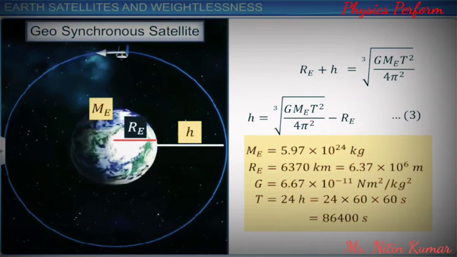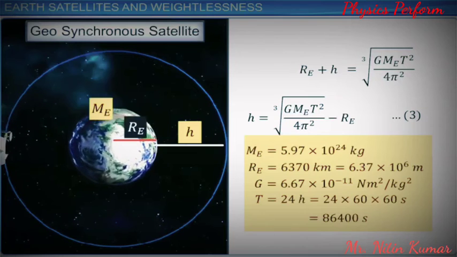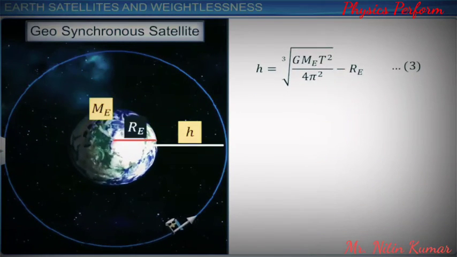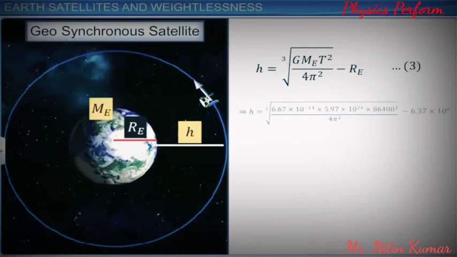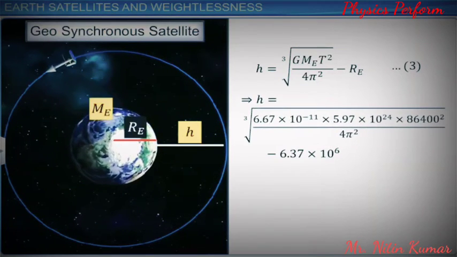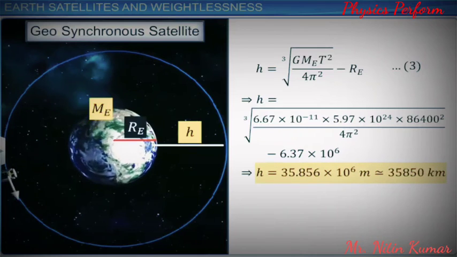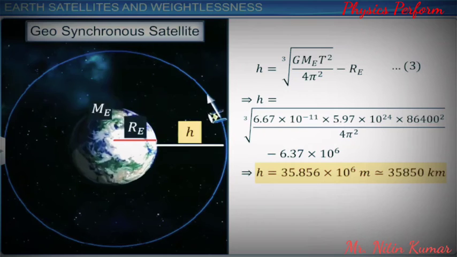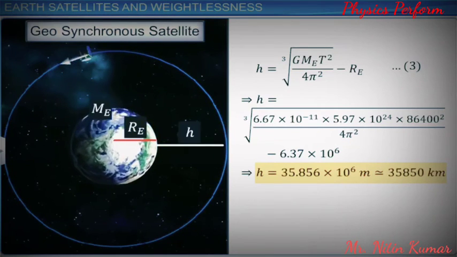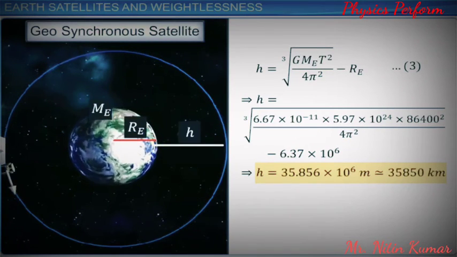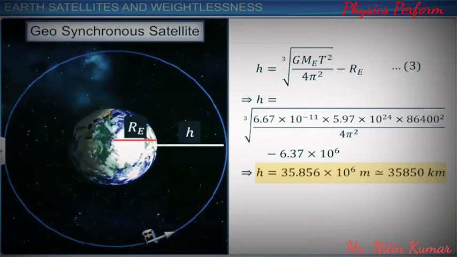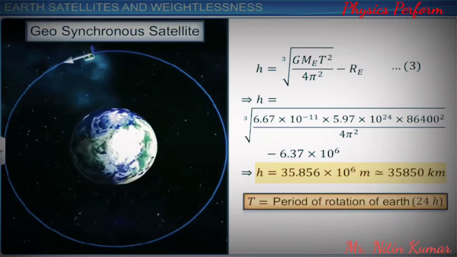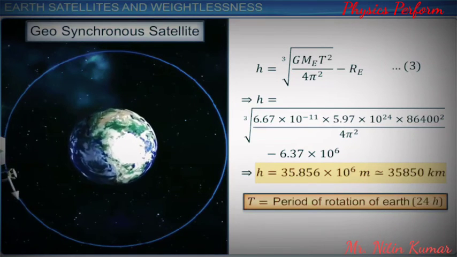Thus, a satellite whose height from the surface of the Earth is about 35,850 kilometers has a period of revolution equal to the period of rotation of the Earth. If the orbit of the satellite is in the equatorial plane of the Earth, then the satellite appears to be stationary relative to a position on the surface of the Earth.